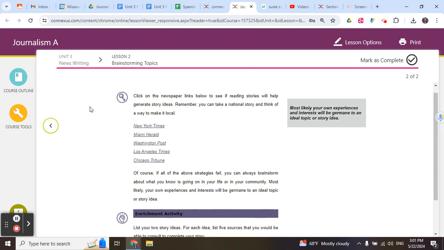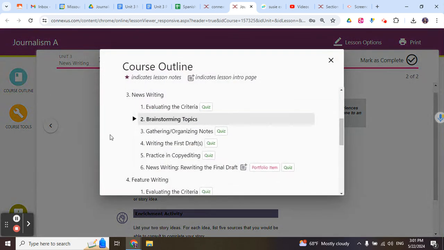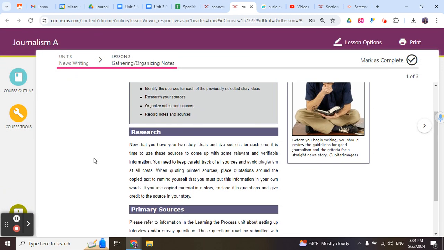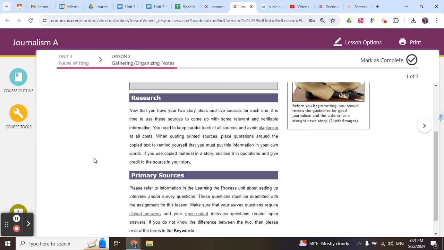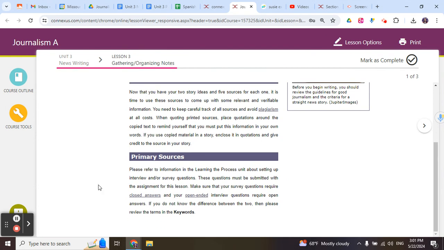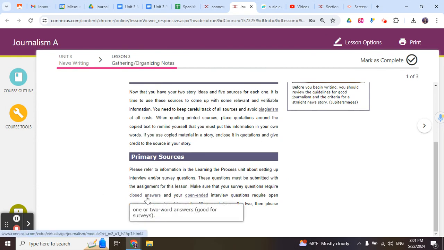You can really choose any topic. You can pick something more serious if you want to talk about some of the social issues that the country is dealing with. Once you've decided what topic you want to write about, you want to do some research, okay? And so all you want to do is make sure that whatever primary sources you're using, you are aware whether you're looking for open-ended questions or closed-ended questions and answers, okay?